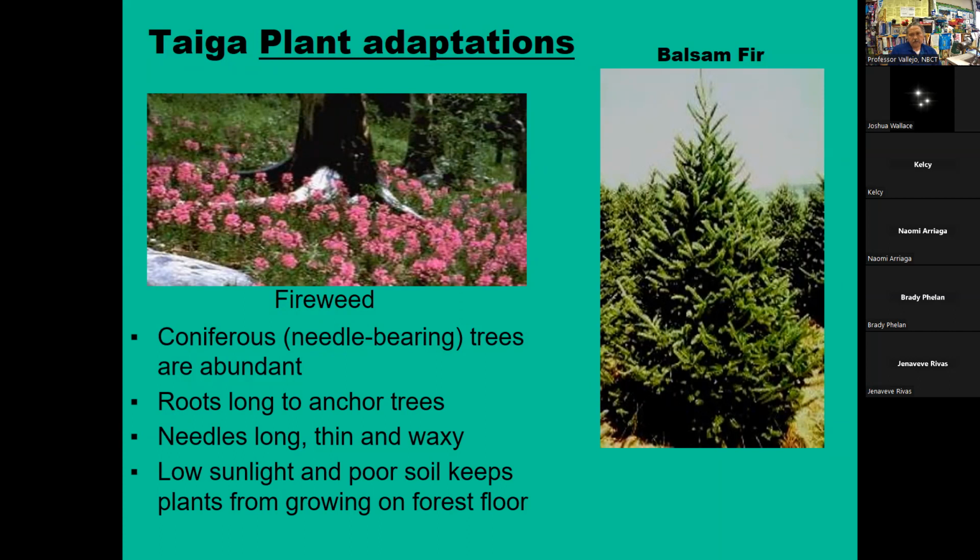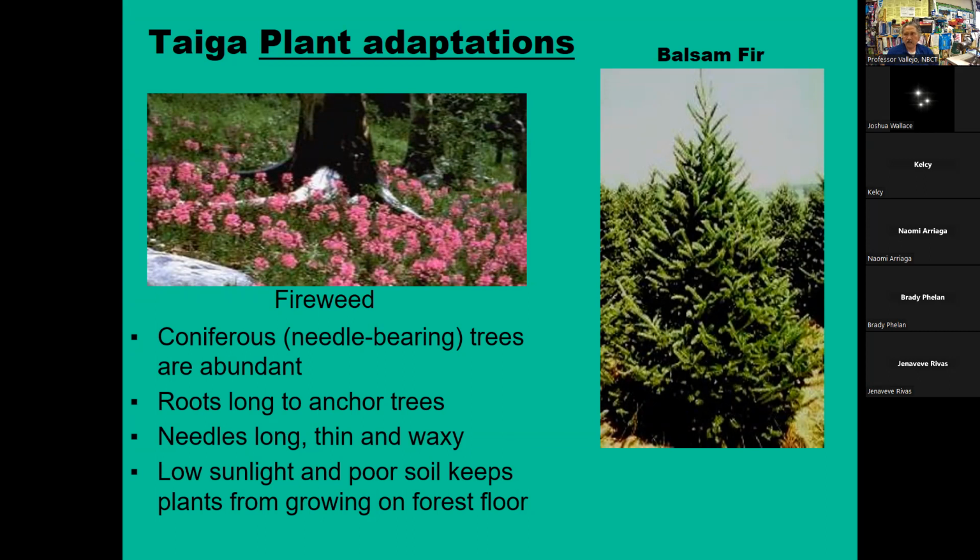Low sunlight and poor soil keep plants from growing on the forest floor. When you go hiking, you can see this as you go up a hill or a mountain, even in California. As you rise in latitude from the equator, you see a similar kind of progression as you go up a mountain. You'll see some of these areas looking like that, and as you go up the mountain, there's more clearance on the ground, so then you can enjoy your hiking.